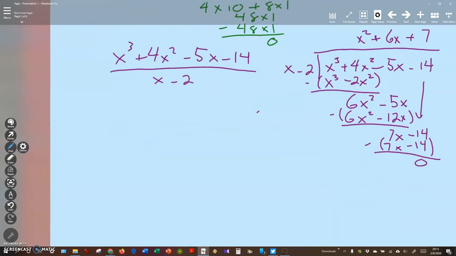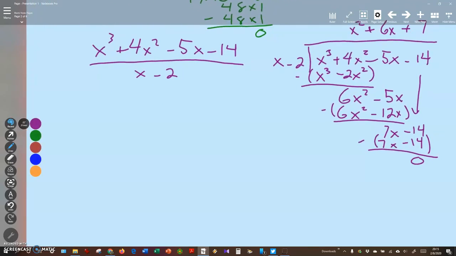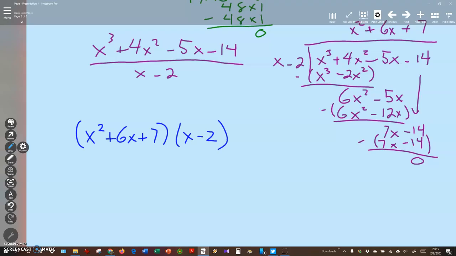So I'm going to move up and just kind of rewrite our answer here, write our result. I'm going to switch colors. I kind of like blue right now, so let's go with our quotient, which is going to be x squared plus 6x plus 7. And we're going to find out that that times our x minus 2 is equal to our original polynomial of x cubed plus 4x squared minus 5x minus 14. And that is one way to start factoring that larger polynomial.